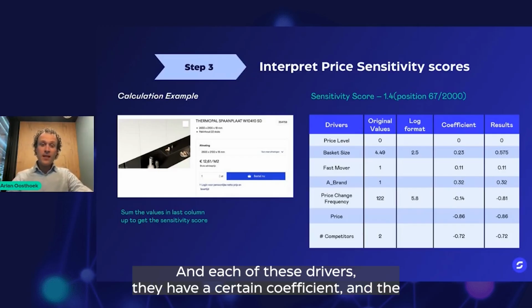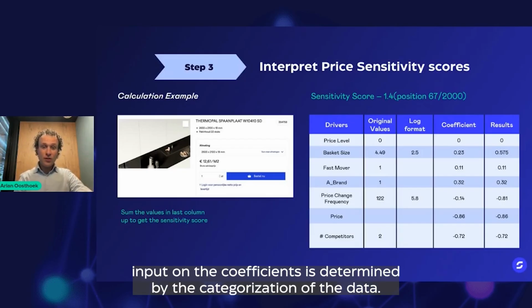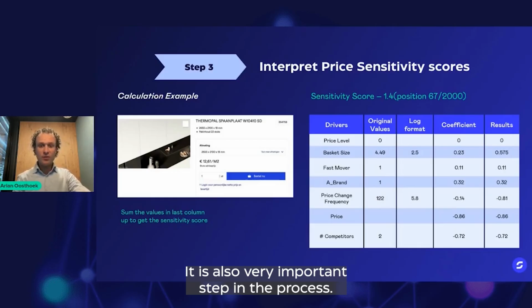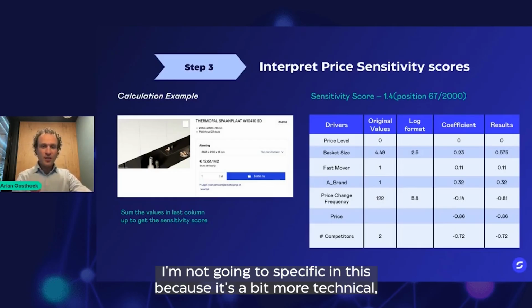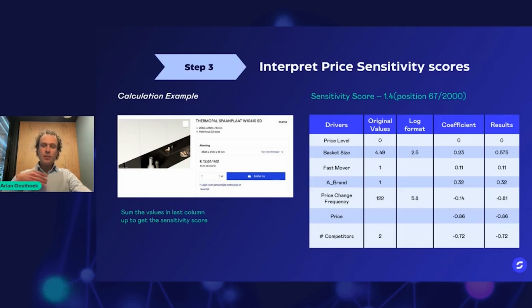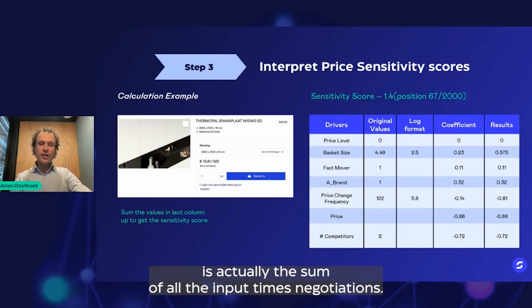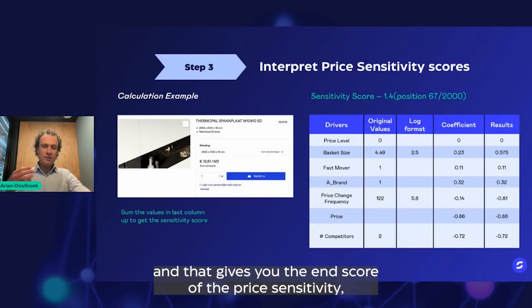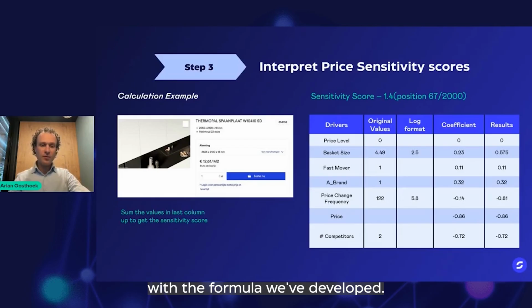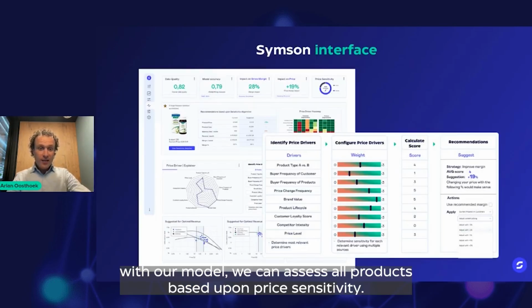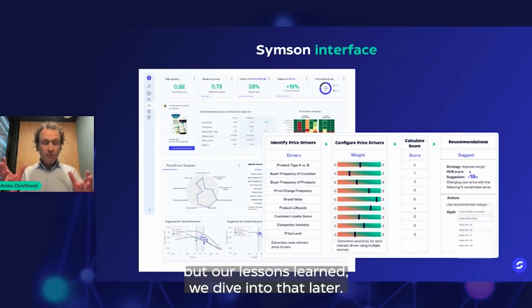And each of these drivers has a certain coefficient, and the input on the coefficient is determined by the categorization of the data. That is also a very important step in the process. I'm not going too specific in this because it's a bit more technical, but the price sensitivity score is actually the sum of all the input times the coefficient, and that gives you the end score of the price sensitivity with the formula we've developed. So with our tool, with our model, we can assess all products based upon price sensitivity, but our lessons learned, we dive into that later.